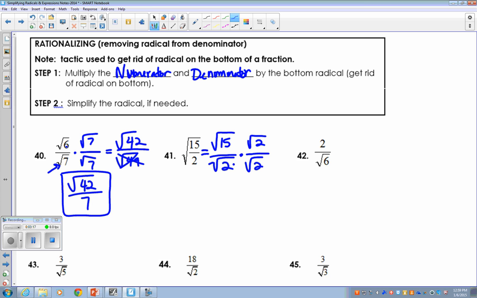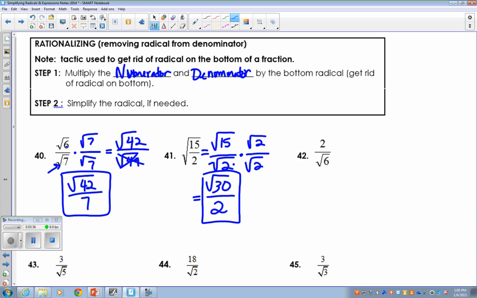Remember, whenever you multiply a radical by itself, you're just going to get rid of the radical and be left with the radicand, what's inside the radical. This will be left with 30. And that cannot be simplified any further. No perfect square goes into 30.